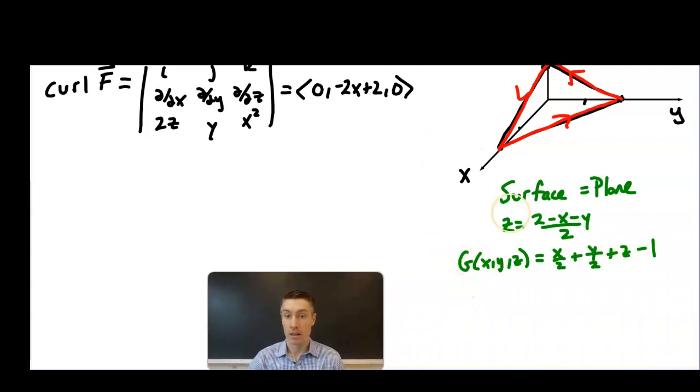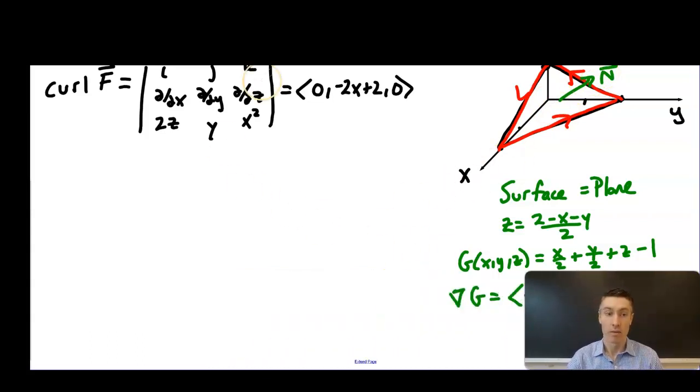Then we're going to find the gradient of g, which is 1/2, 1/2, 1. Now, is that oriented the right way? Well, let's go back to our diagram and use the right-hand rule. If we curl our fingers counterclockwise, our thumb is going to point up off of the surface, so our normal vector would look like that. Positive x, positive y, positive z looks to check out and match the direction the normal vector should be going in. So we're good there.